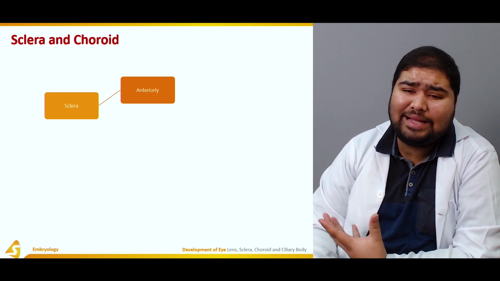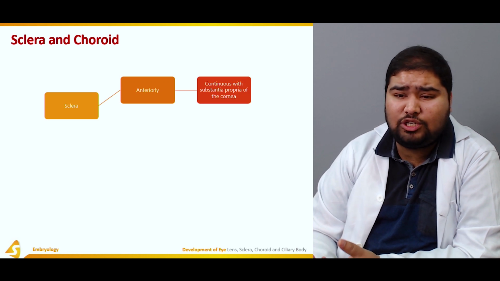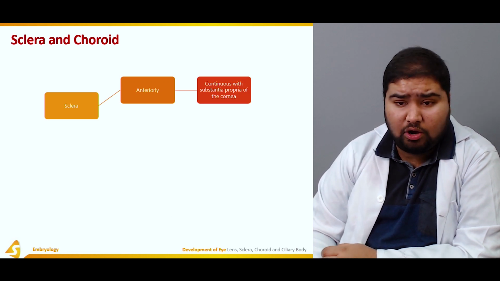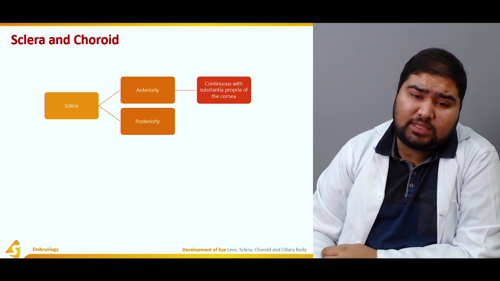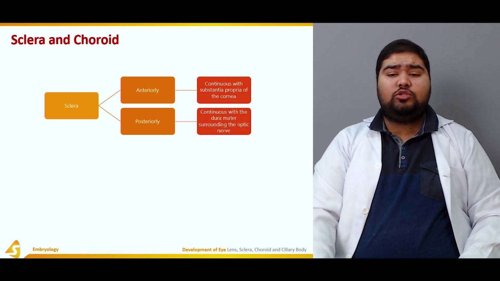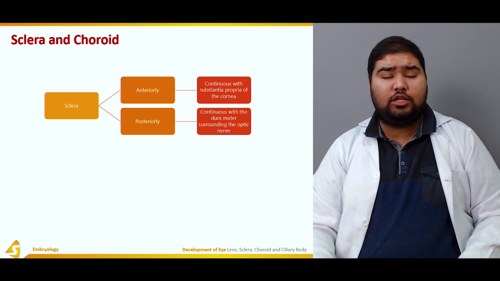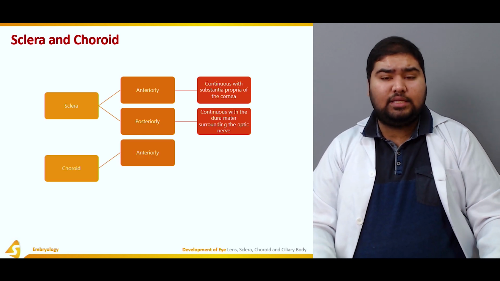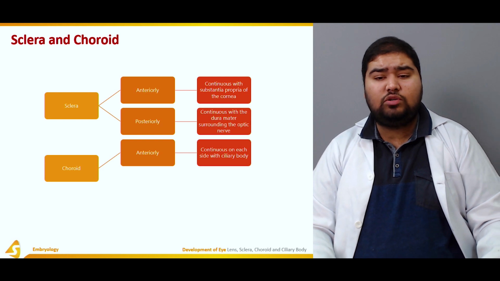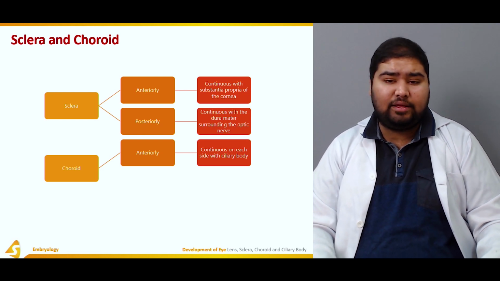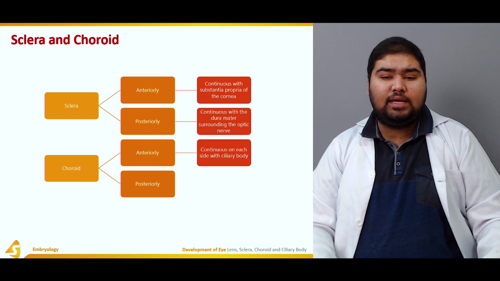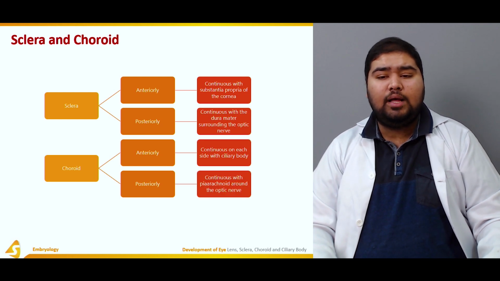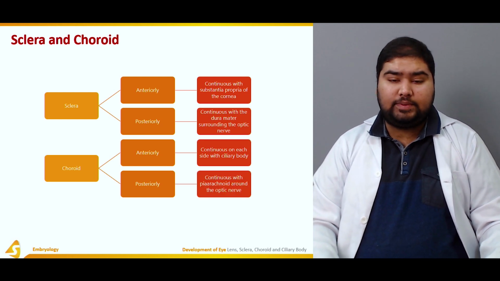The sclera has an anterior aspect which is continuous with the substantia propria of the cornea, and a posterior aspect which is continuous with the dura mater surrounding the optic nerve. Now the choroid has an anterior aspect which is continuous on each side with the ciliary body, and posteriorly it is continuous with the pia arachnoid around the optic nerve.